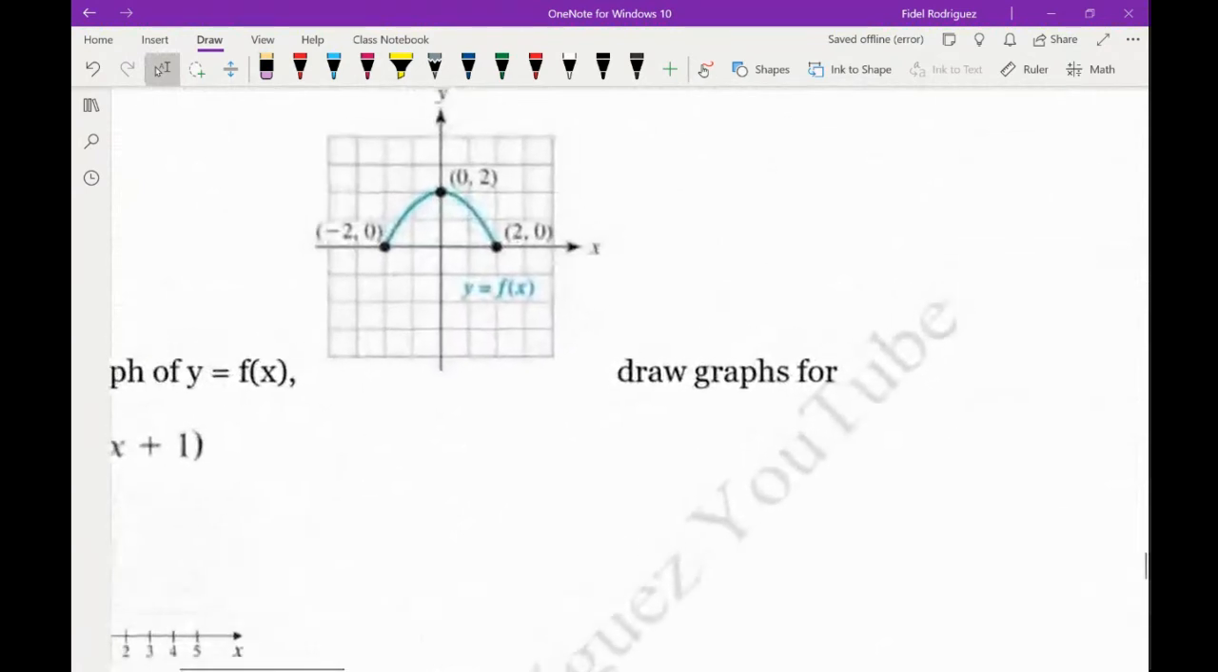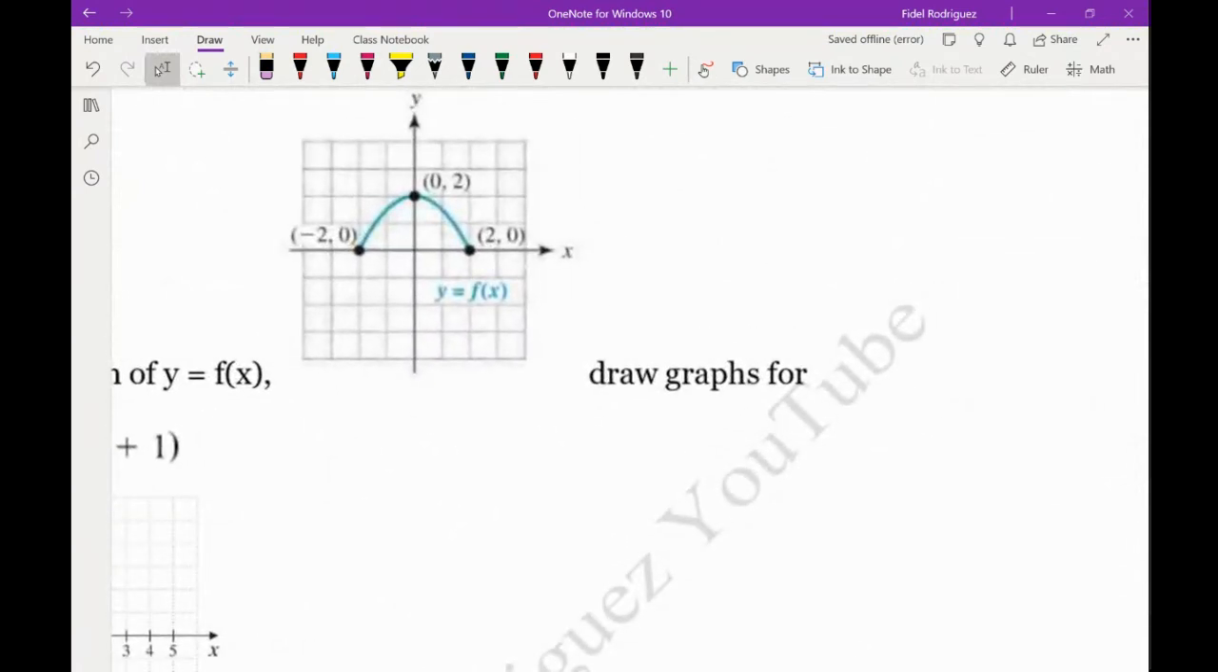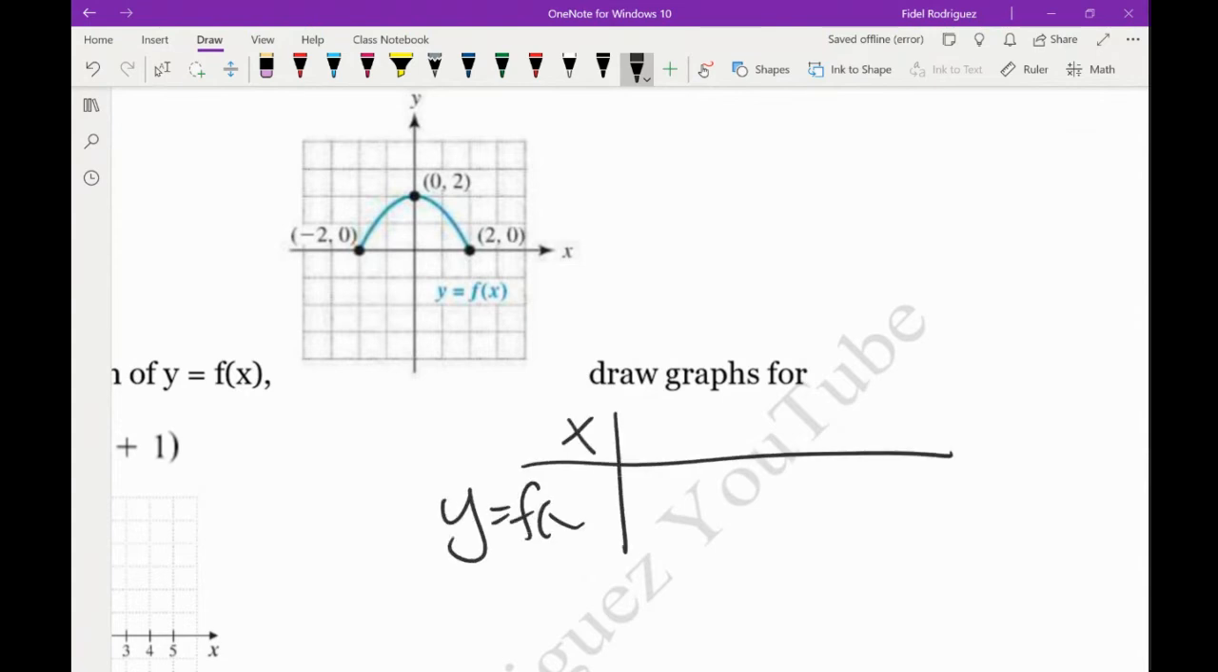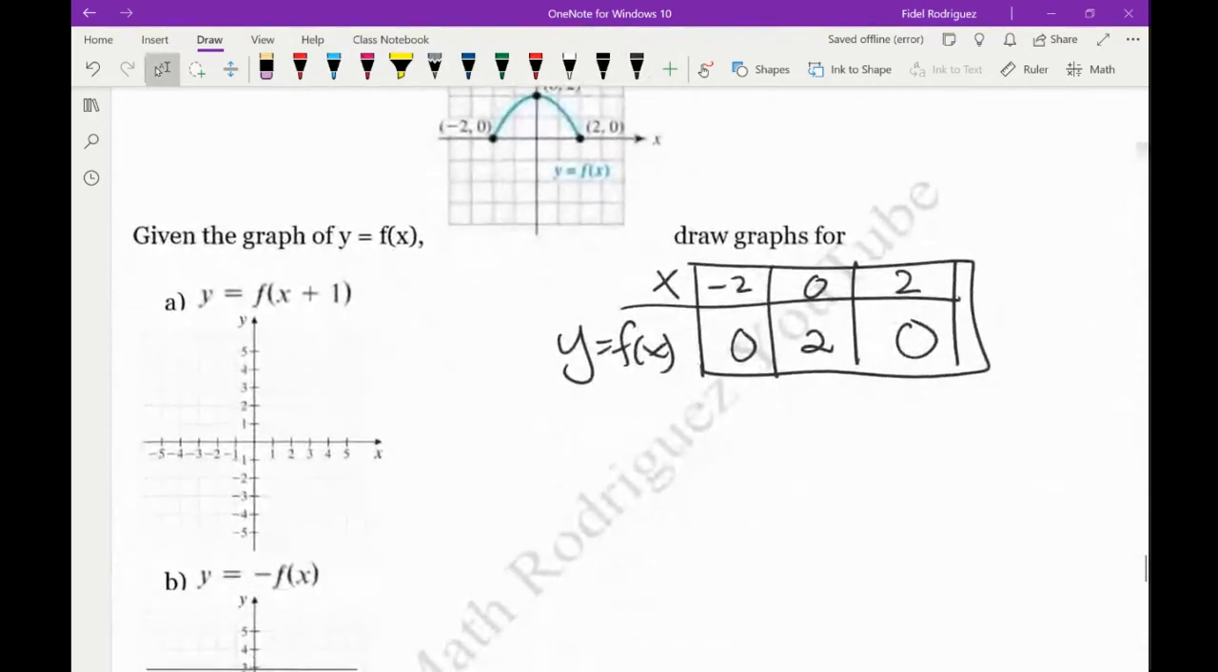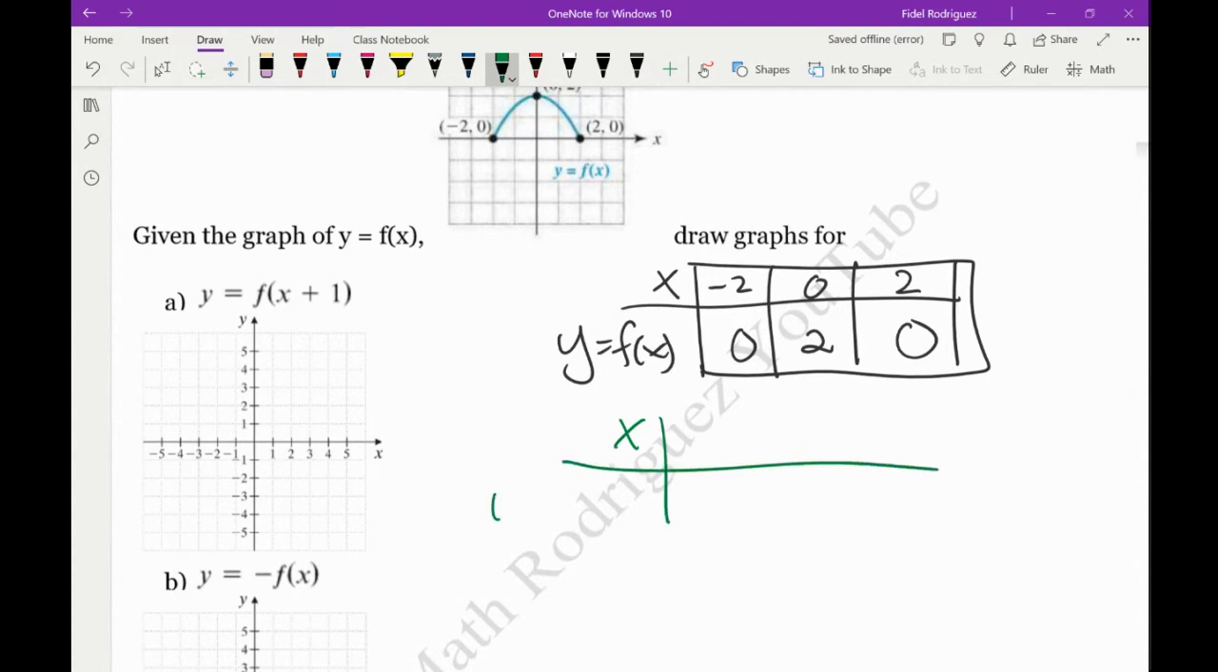So I tell you what, in doing, say, this problem right here, the first thing I would probably say, let's do this. Let's make a table of values. All right, so I know that when x is -2, y is 0. When x is 0, y is 2. And when x is +2, y is also 0, right? And all I'm doing is just picking the points that we have there on the graph, right? Okay, so now let's make a graph for this one.